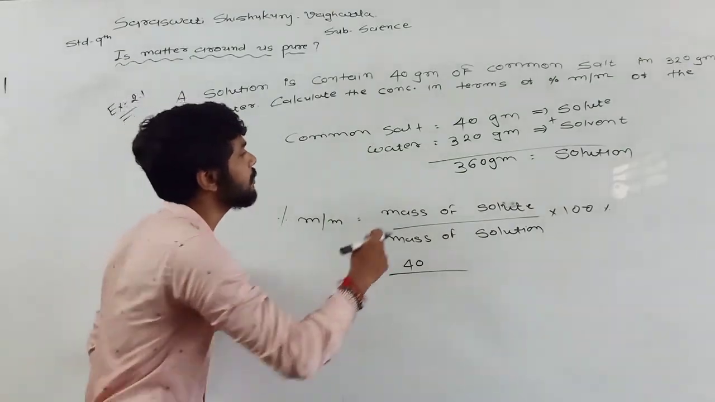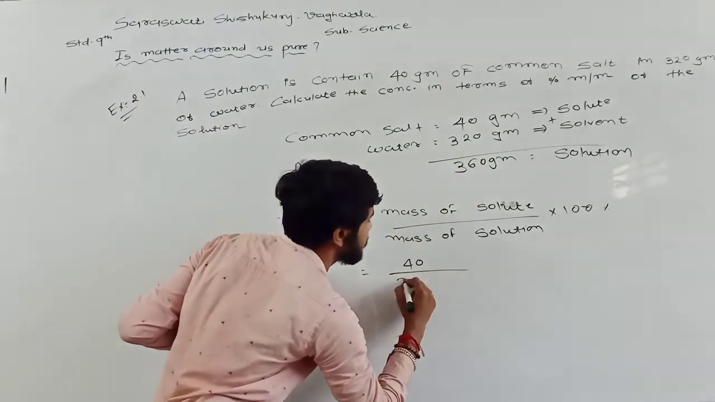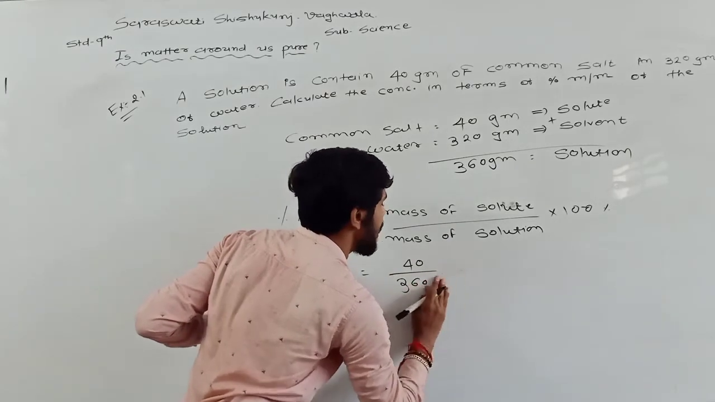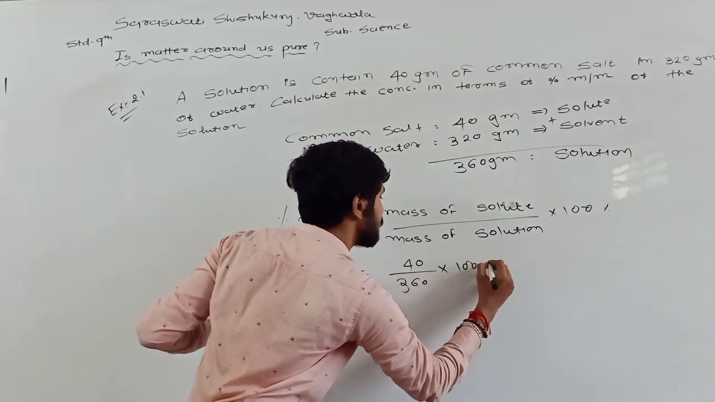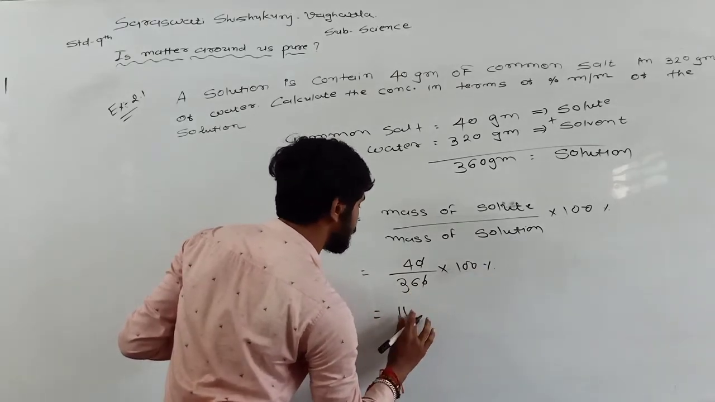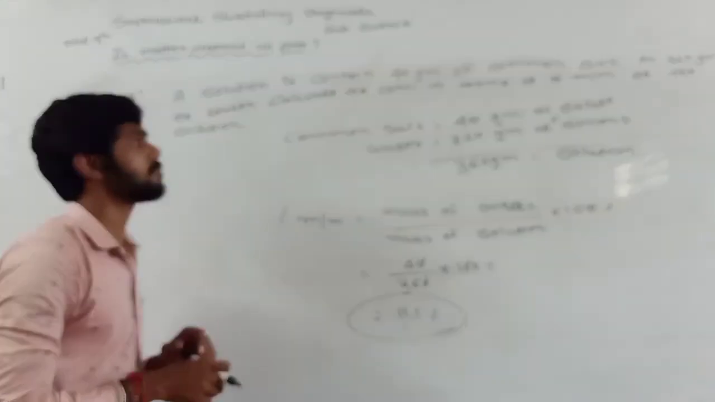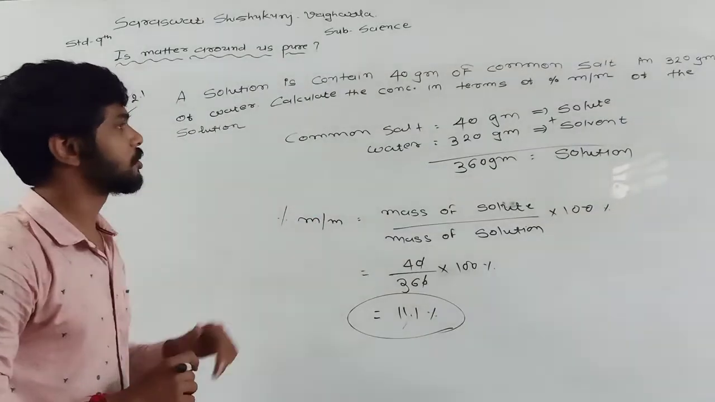So we just have to divide 40 by 360, that is the mass of the solution, and multiply by the 100. So you will get your answer, that is 11%, that is the concentration of this solution, that is the concentration of this salt solution.